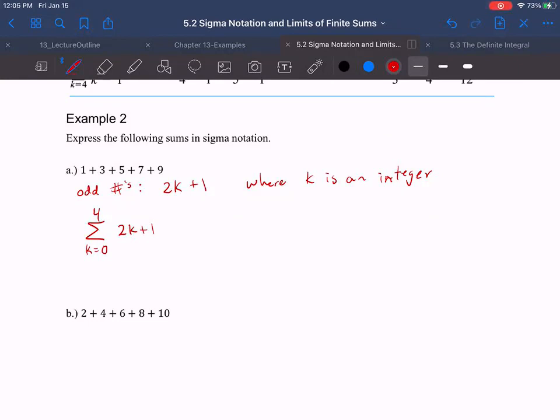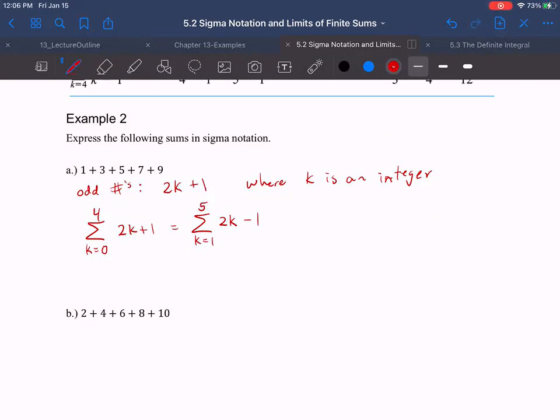There is another way you could have done this. Like I said last time, these are not unique necessarily. So how about this one? Tell me if you think this one is okay. Right, 2k gives us an even number. We're going 1 less than that, that's an odd number. So we get our odd numbers.